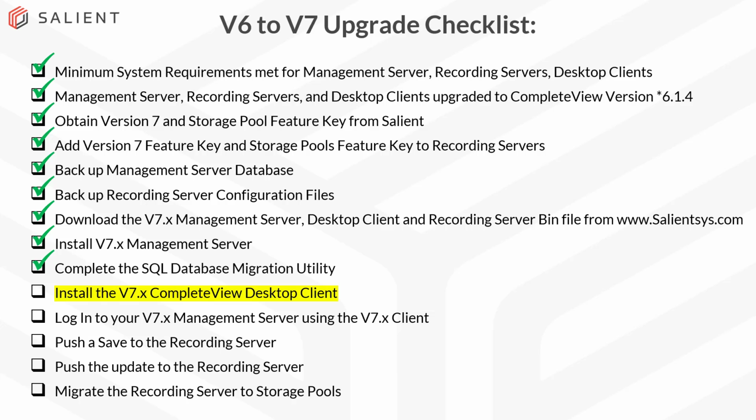Now that you have the desktop client installed, that can be checked off, and we're on to the final 4 steps of the process. Next up is logging into your version 7 management server with the version 7 client and pushing a save to the recording server. Then we will push the version 7 update to the recording server from the maintenance module. And finally, we'll migrate the recording server from volumes to storage pools. So let's get this update finished.